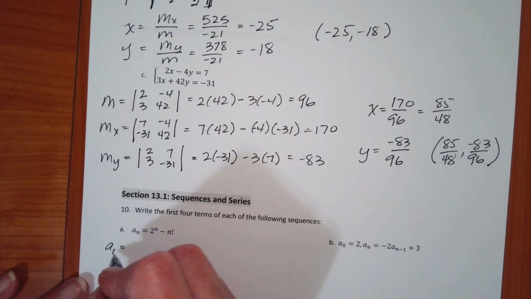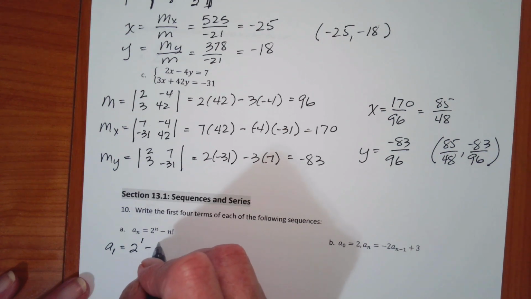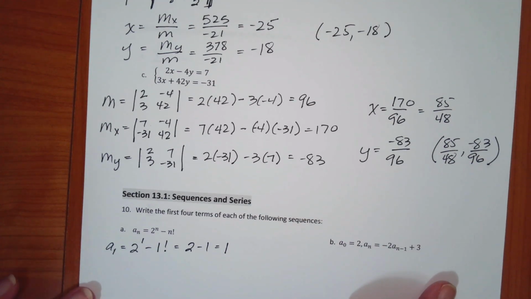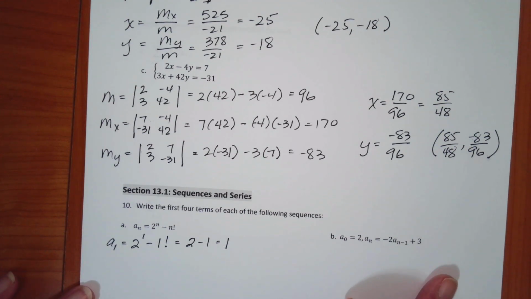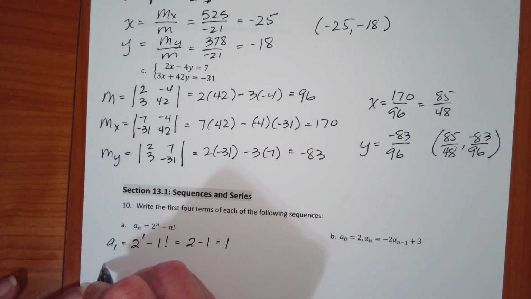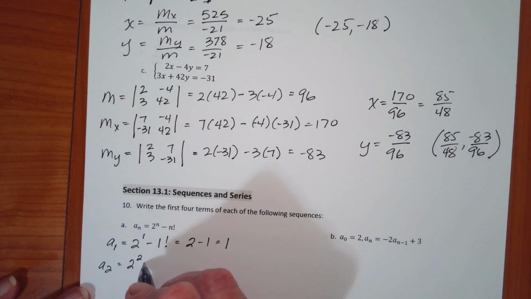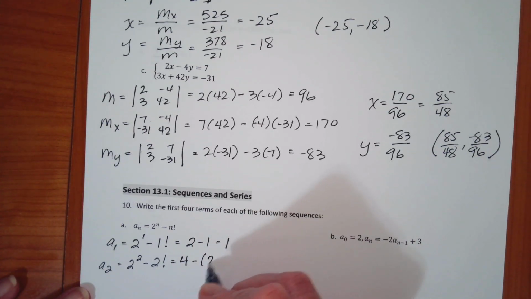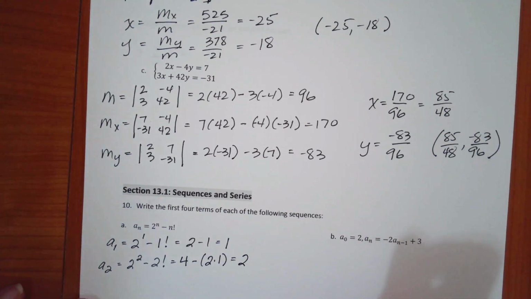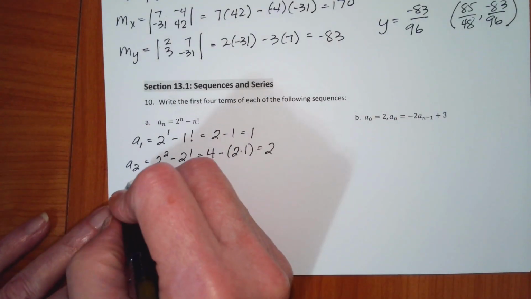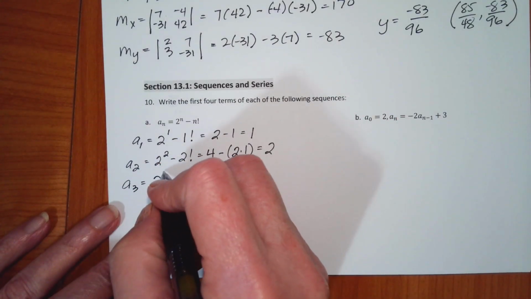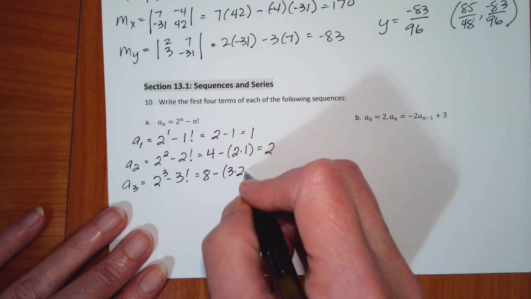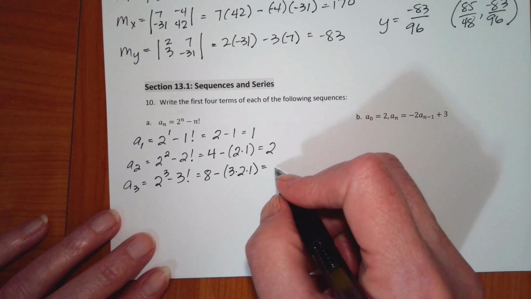So my n is 1, so a sub 1 is 2 to the first minus 1 factorial, which is 2 minus 1, which is 1. A sub 2 is going to be 2 to the second minus 2 factorial, which is 4 minus, and remember factorial is 2 times 1, which is 2. A sub 3 is 2 to the third minus 3 factorial, which is 8 minus 3 times 2 times 1. 8 minus 6 is 2.